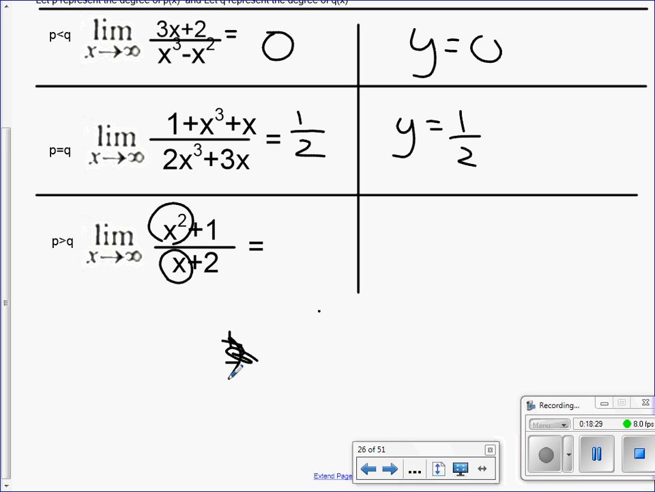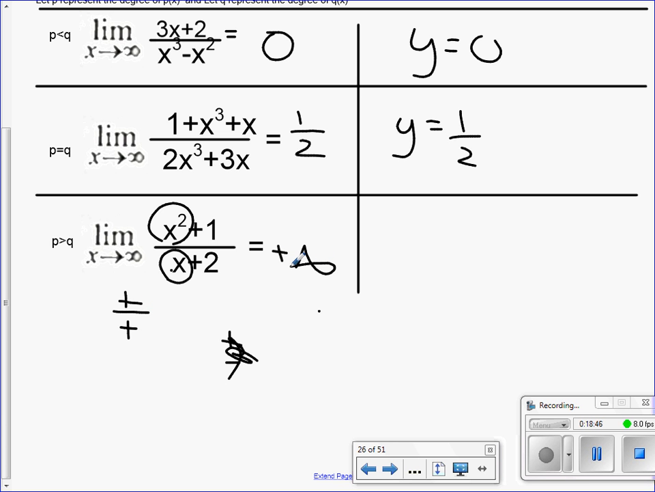The way you determine whether it's positive or negative infinity, you say, okay, if x is approaching positive infinity, is the numerator positive or negative? Positive. And what about the denominator? Just the leading term. Positive. So you have a positive over a positive. In this case, positive infinity.